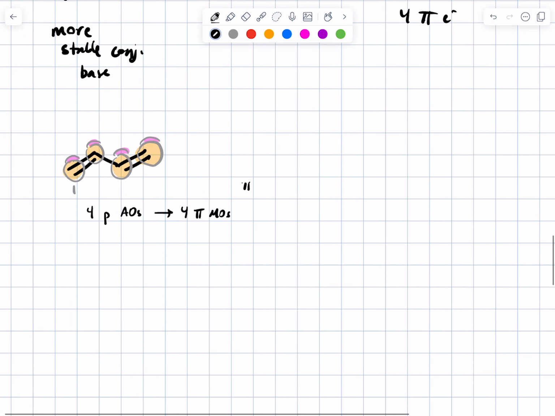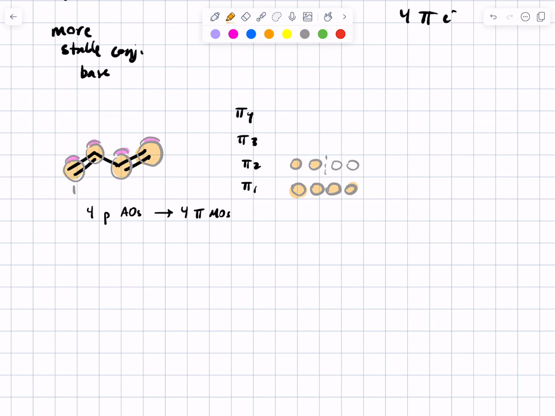They increase in order of energy based on the number of nodes that they have. You've probably seen the lowest energy orbital basically look like this, where all the p orbitals are lined up together with the same wave function sign, 0 nodes, whereas the next highest energy one has a node in the middle. There's a switch in wave function sign. Is that all looking familiar?